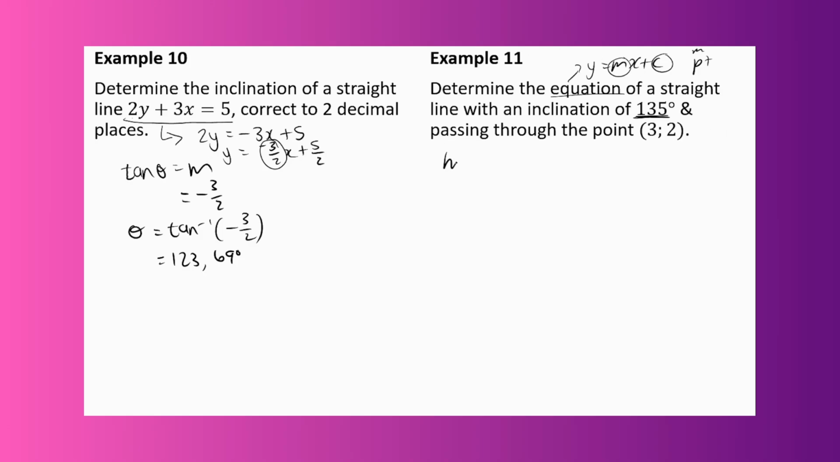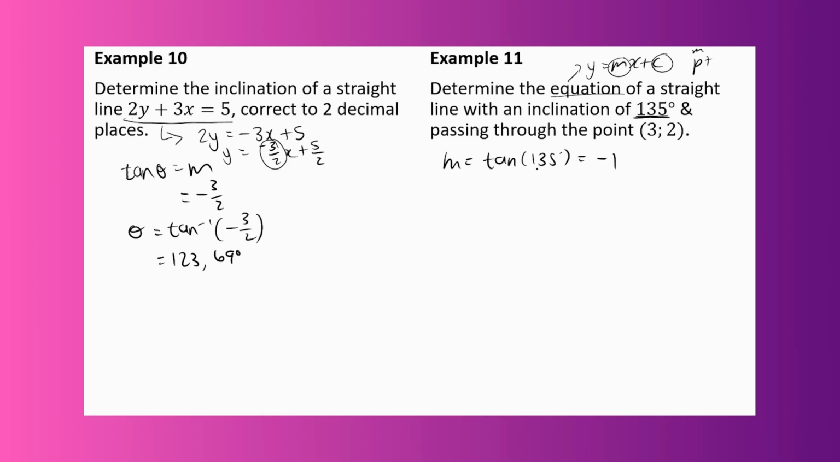So we first have to go find our gradient, which is going to be tan of 135. You don't have to do the subtract 180. Tan repeats every 180 degrees, that's the period of tan, so it's already built into it. It will give you a negative answer when you put it in your calculator, and you get -1.